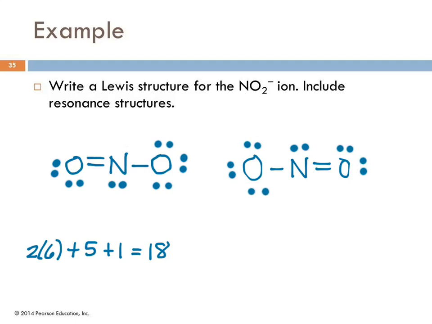And exactly where you draw those lone pairs doesn't really matter, as long as you've got 8. And I didn't leave enough space because I didn't see what I was doing. But there's the double-headed arrow, indicating that those are resonance structures. What's missing from the resonance structures? Brackets and a charge.